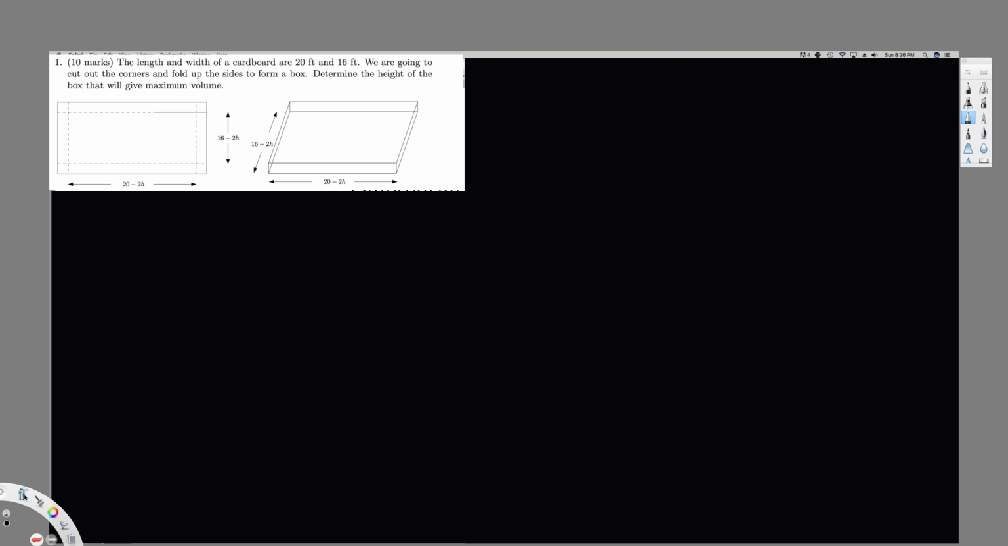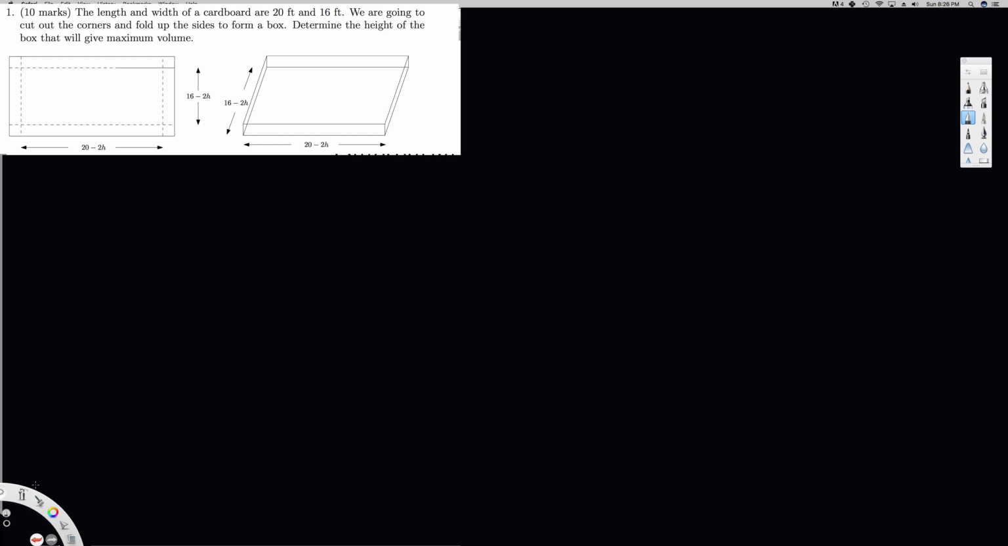Let's do this problem right here. The question is asking: the length and width of a cardboard are 20 feet and 16 feet. We are going to cut out the corners and fold up the sides to form a box. Determine the height of the box that will give maximum volume.